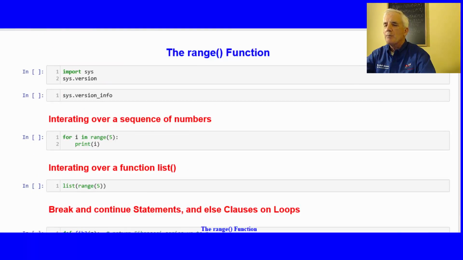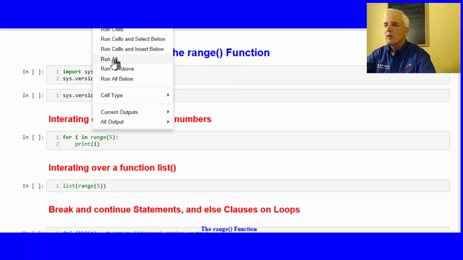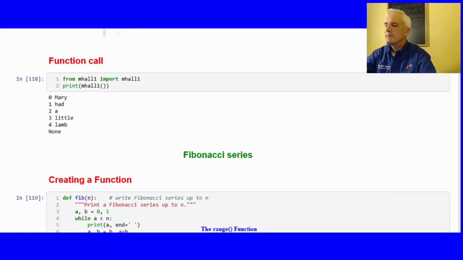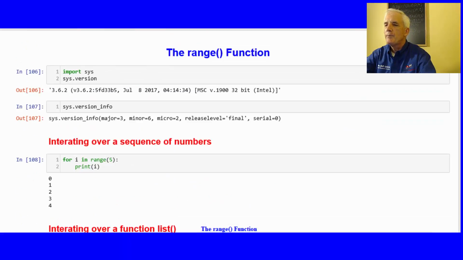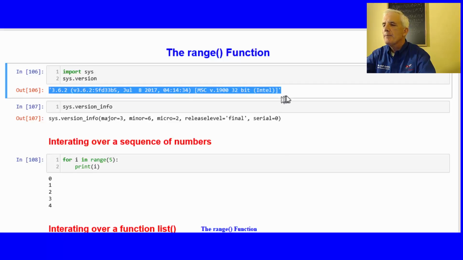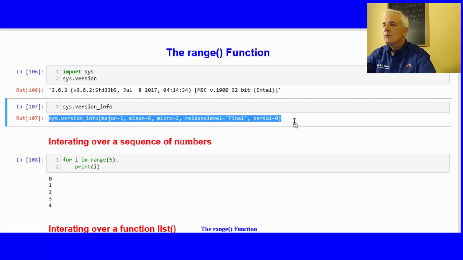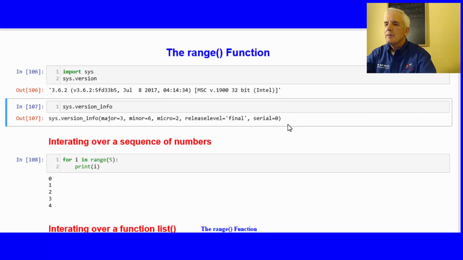What I'm going to do, instead of going through each block and invoking it, is just invoke a run all. And then we'll just walk through it. Okay, so system information's here. 32-bit I'm running. System information there, 3.6.2 final.